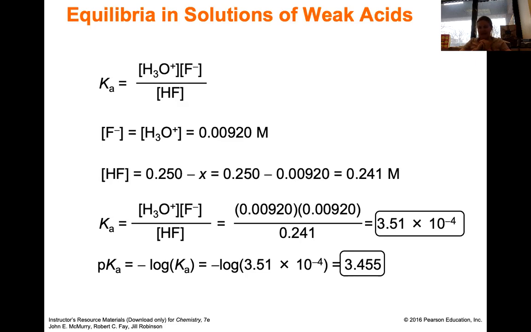A pKa is the exact same thing as a pH, except it's a p and the negative log of the Ka. And that's a common way to express the strength of an acid, with the pKa rather than the Ka, because they're easier numbers to deal with. So we're going to take the negative log of the Ka, and we had 3 sig figs in our Ka, so we'll have 3 sig figs to the right of the decimal in our pKa. So the pKa for HF is 3.455.